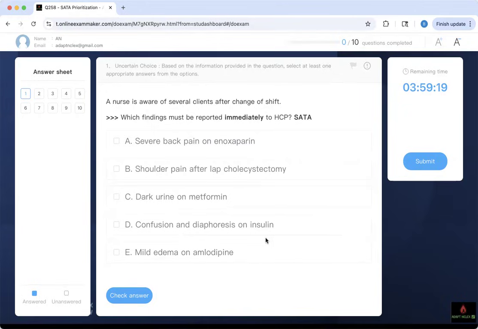What do you think? A nurse is aware of several clients after change of shift. 5 patients are provided to the nurse. Which one would the nurse report to the care provider? Severe back pain on Enoxaparin. Shoulder pain after laparoscopic cholecystectomy. Dark urine on Metformin. Confusion and diaphoresis on insulin. Mild edema on amlodipine. Stop the video, put down your answer in the comment, think about it, and then proceed.